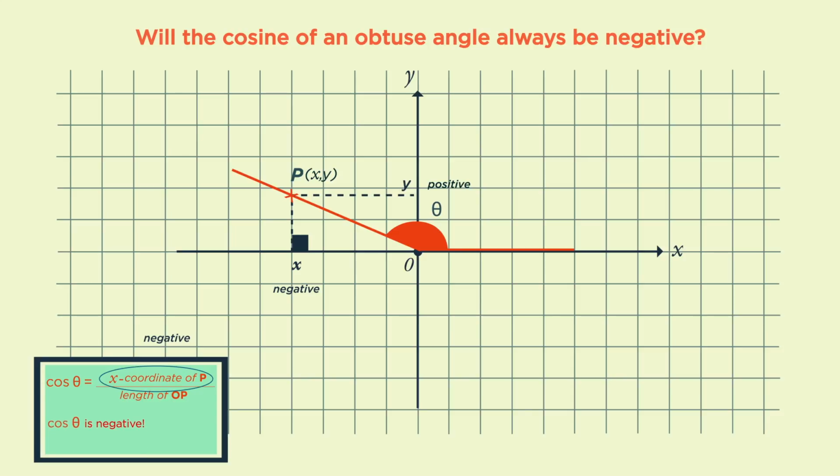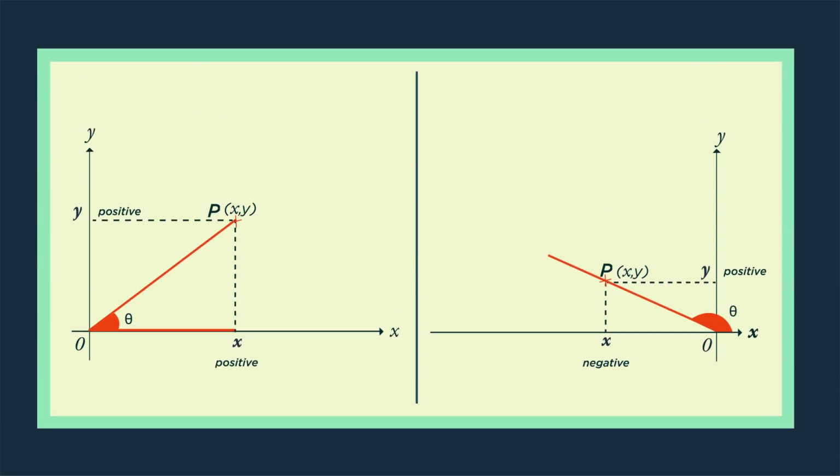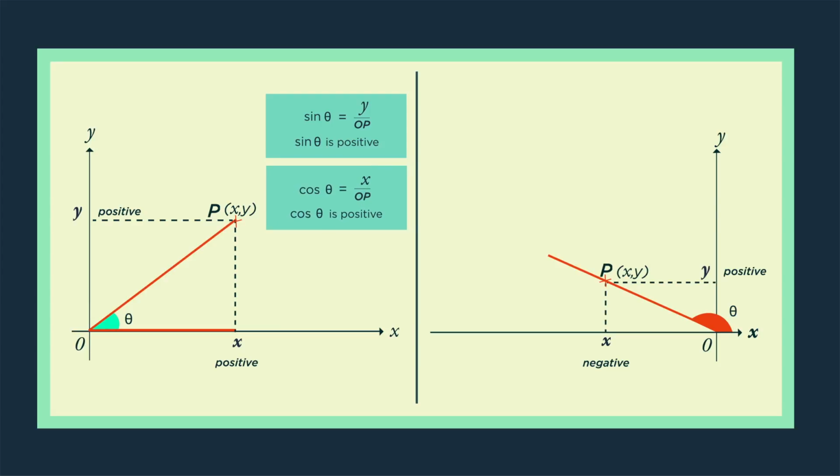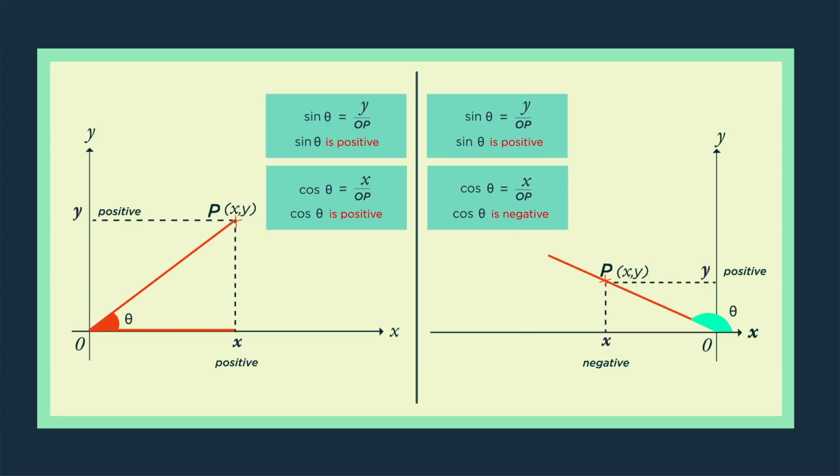To summarize, we have learned to define the sine and cosine of acute and obtuse angles using the coordinate plane. We can conclude that for any acute angle, the sine ratio and the cosine ratio are both positive, and for any obtuse angle, the sine ratio is positive while the cosine ratio is negative.